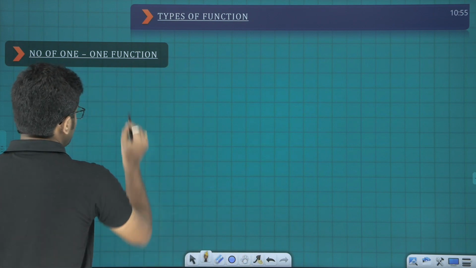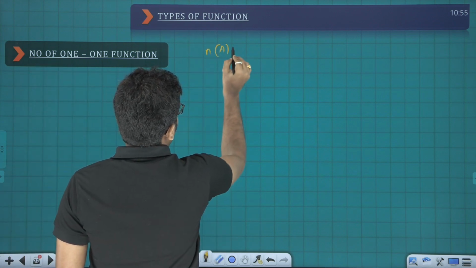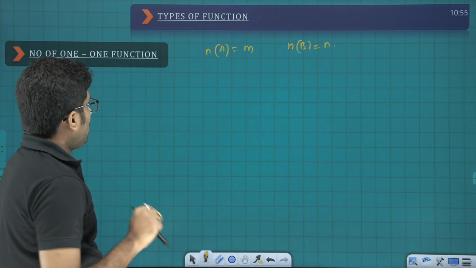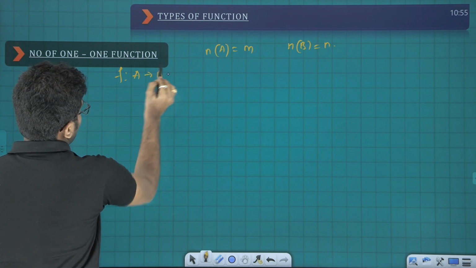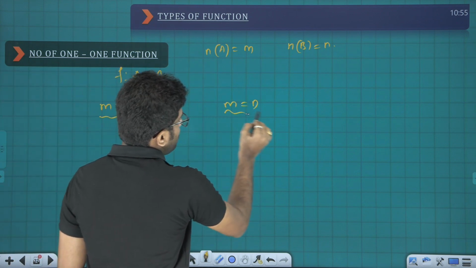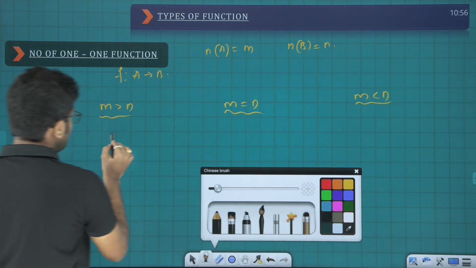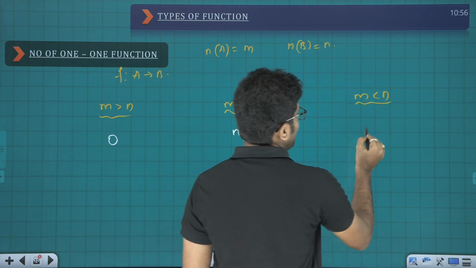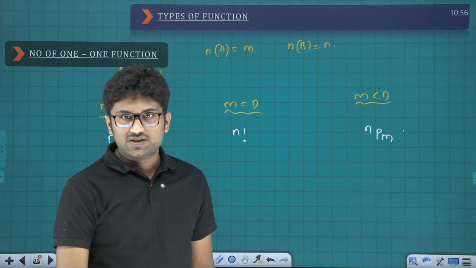Next, number of 1, 1 functions. This is something which is important, friends. Number of 1, 1 functions from A to B, if n of A is equal to m and n of B is equal to n, that means there are m elements in set A and f is a function mapping from A to B. I am splitting it into 3 cases: m greater than n, m equals n, m less than n. If m is greater than n, there exists no 1, 1 function. If m equals n, then n factorial or m factorial, both will be same. If m is less than n, the number of 1, 1 functions will be nPm, which means number of permutations of m objects taken out of n objects.